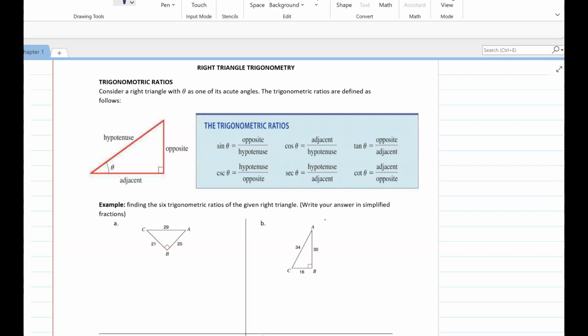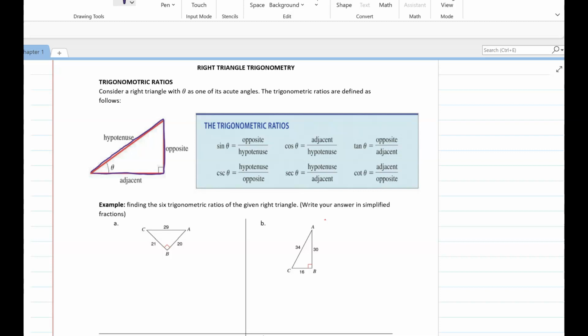Right triangle trigonometry. Consider a right triangle with theta as one of its acute angles. The trigonometric ratios are defined as follows. First, in a right triangle, we have the hypotenuse, the opposite side, and the adjacent side. The opposite side means the side that is opposite of the angle theta. So the trigonometric ratios are defined as follows.